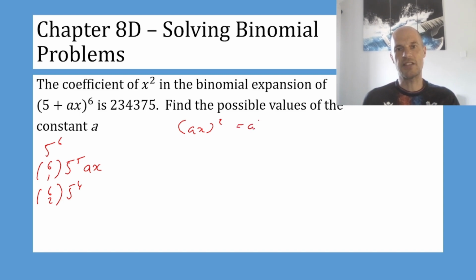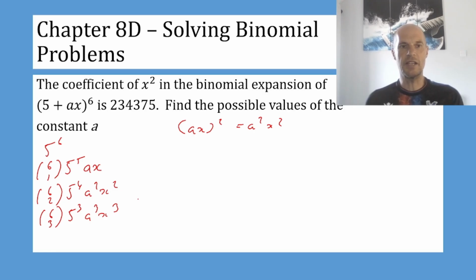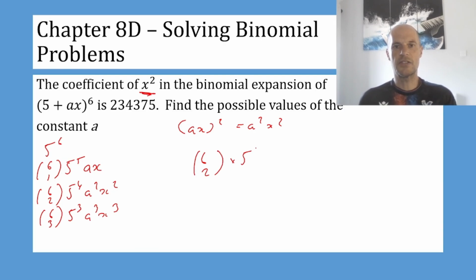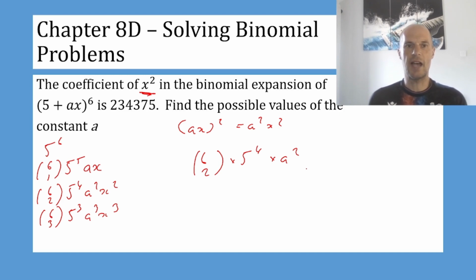and we just need to remember that that is the same as a squared x squared. So I'll write a squared x squared there. The next term is going to be 6 choose 3, 5 to the 3, a cubed x cubed, etc. Now we've already gone further than we needed to go, so we're interested in the coefficient of the x squared. So 6 choose 2 times 5 to the power of 4 multiplied by a squared, that is the coefficient of x squared, and we've been told that the coefficient of x squared is that number there.